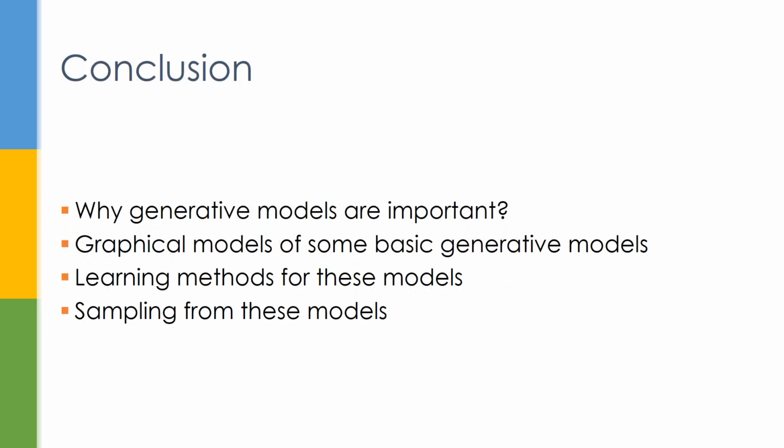So to conclude, in this presentation, we went through why generative models are important, and then we looked at graphical models of some of the basic generative models such as Boltzmann machines, restricted Boltzmann machines, deep belief networks and deep Boltzmann machines. We looked at some of the learning methods for these models such as contrastive divergence, stochastic maximum likelihood and so on. And we looked at sampling methods from these models which included Gibbs sampling, ancestral sampling and the combination of the two.